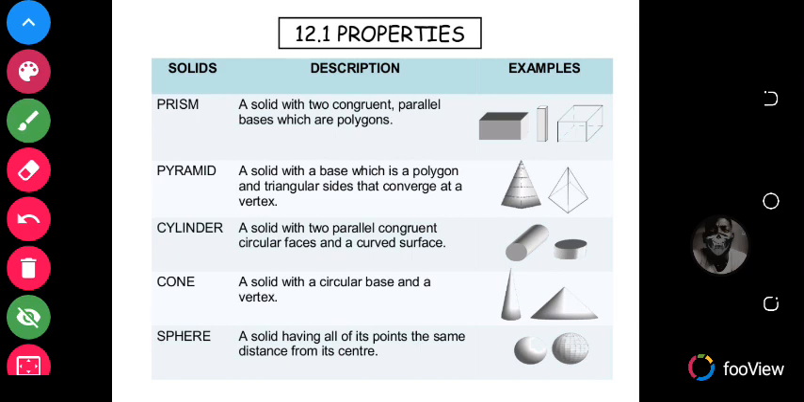Cone. A solid with a circular base and a vertex. So a cone looks like this, and the vertex is at a point here. And a sphere is anything spherical that looks like a ball. So those are examples of a sphere.